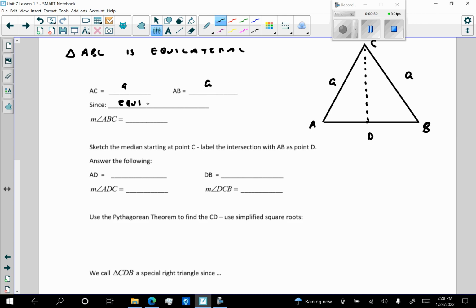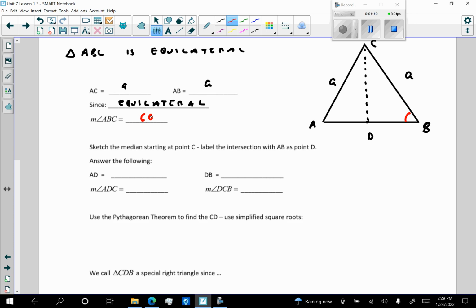Easy enough. Equilateral triangle. Since the triangle is equilateral, I want to find the measure of angle ABC. What I want is the measure of this angle right here. Well, if it's equiangular, all the angles are 60 degrees.